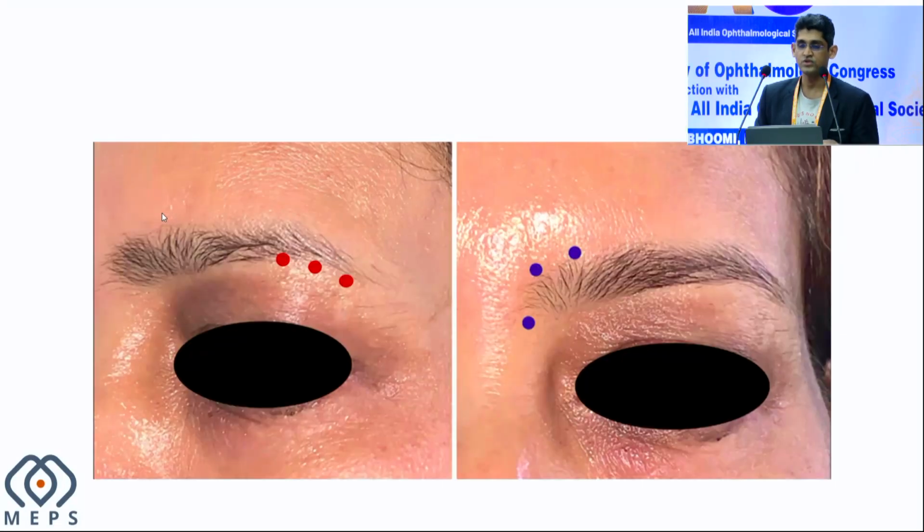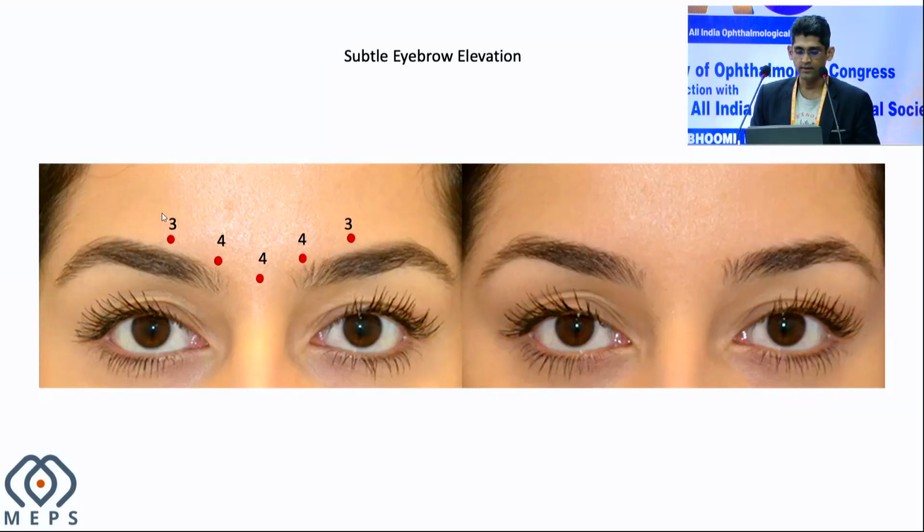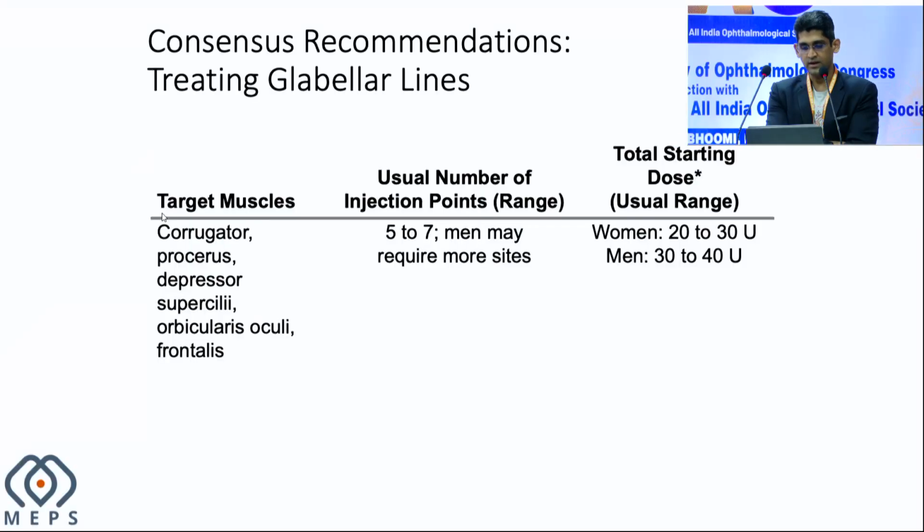These are the usual points which we have shown in the video, for the corrugator, the depressor supercilii and the lateral orbicularis. And the units which are usually followed are around 4 units each in the corrugator and procerus and 2 to 3 units in the tail of the corrugator, which helps in getting a good lift. Now, for the eyebrow in women, we usually begin with a dose of 20 to 30 units. In men, usually 10% more, so around 30 to 40 units.